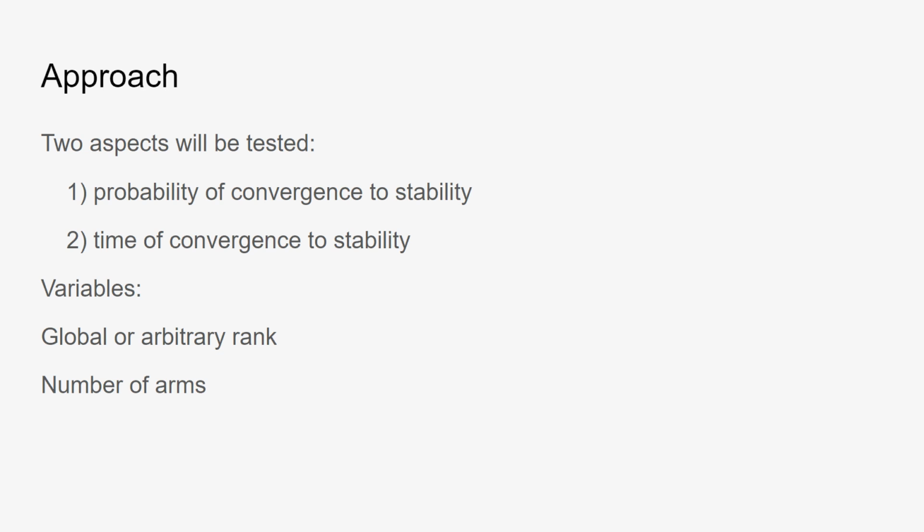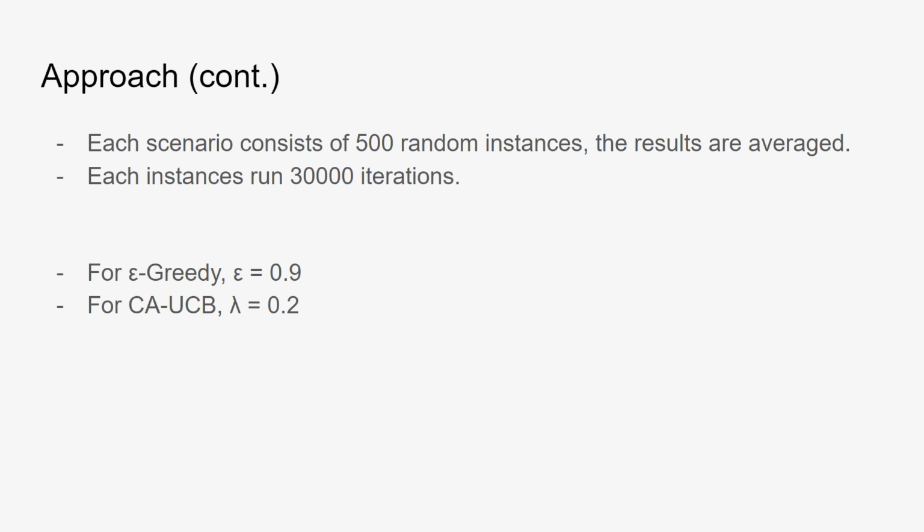The evaluation involves two aspects: probability of convergence to stability and time of convergence. The variables are whether the players or arms are globally ranked and the number of arms. And then here are some parameter settings.